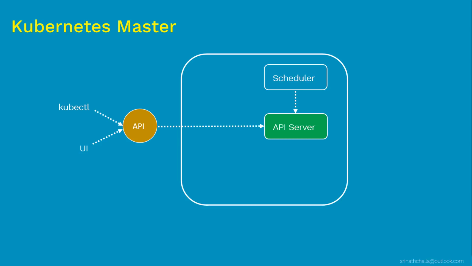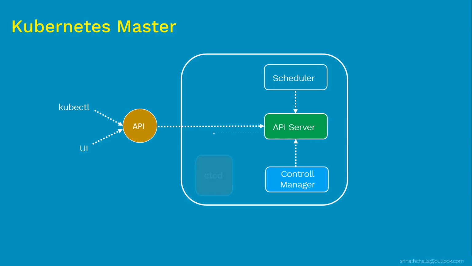Now moving on to the next component, which is the control manager. Actually, there are 4 controllers behind the control manager. They are node controller, replication controller, endpoint controller, and service account and token controllers. So at a high level, these controllers are responsible for the overall health of the entire cluster. It ensures that nodes are up and running all the time and the correct number of pods are running as mentioned in the spec file. So that's about the control manager.